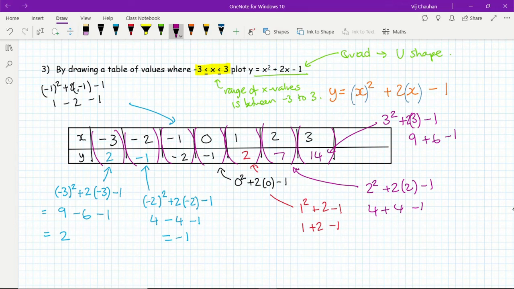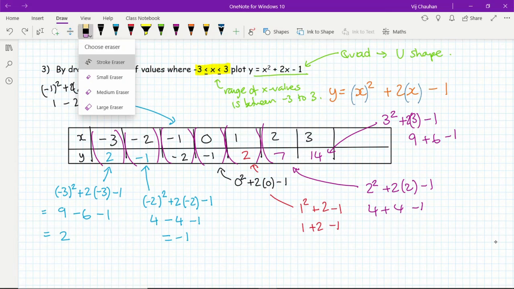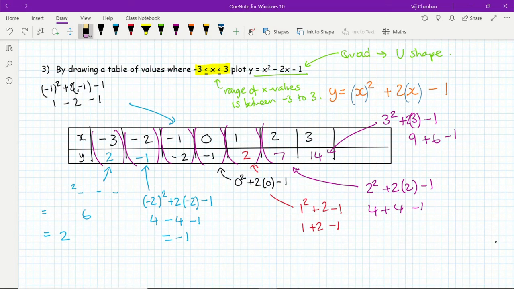So I'm going to plot (-3, 2), (-2, -1), (-1, -2), (0, -1), (1, 2), (2, 7), and (3, 14). The key thing we need to note with regards to this is what set of axes we are actually going to use. So for this, I'm looking at the longest.